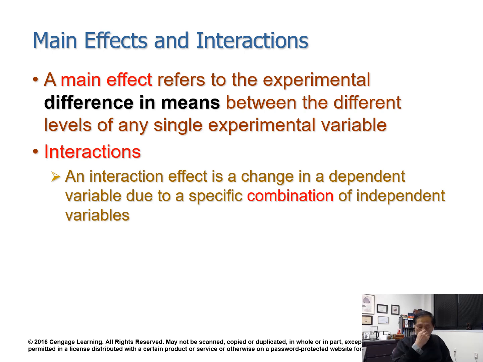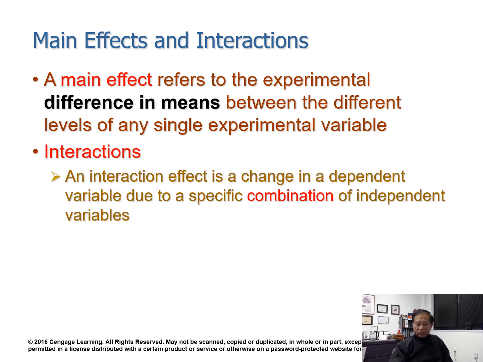Okay? Interaction effect, though, is a change in the dependent variable due to a specific combination of independent variables. Maybe in addition to the color of the room, we also want to look at the lighting in the room, maybe bright light versus dim light. And maybe we find that there's a combination of independent variables, lighting and color. Maybe a red, bright-light room produces the highest amount of purchase intention, or maybe a dim blue room produces the lowest level of purchase intention, and that will be the interaction effect.